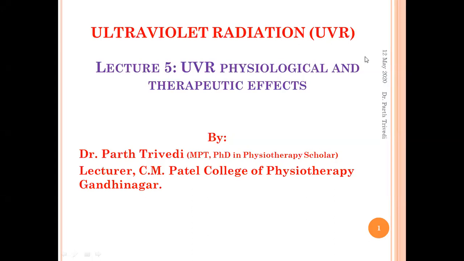This is the last lecture, lecture number 5 regarding UVR, physiological and therapeutic effects. From lecture number 1 to 4, we had seen the electromagnetic spectrum, therapeutic production of ultraviolet radiations, which includes mercury vapor lamps, in that air-cooled lamps and water-cooled lamps, and fluorescent tubes. Then dosage calculation, what is minimal erythemal dosage and how to progress with the dosage. So from lectures 1 to 4, we had seen all those in depth.